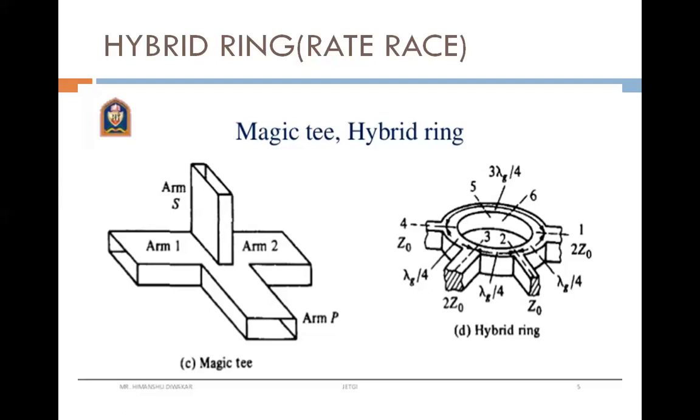So now we see the applications of the hybrid ring. It can be used interchangeably with the magic T, having the advantage of smaller size. It is preferable at short wavelengths since its dimensions are less critical.